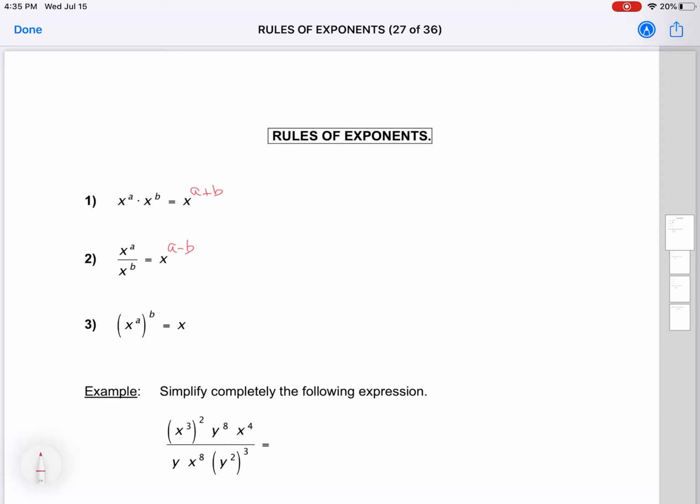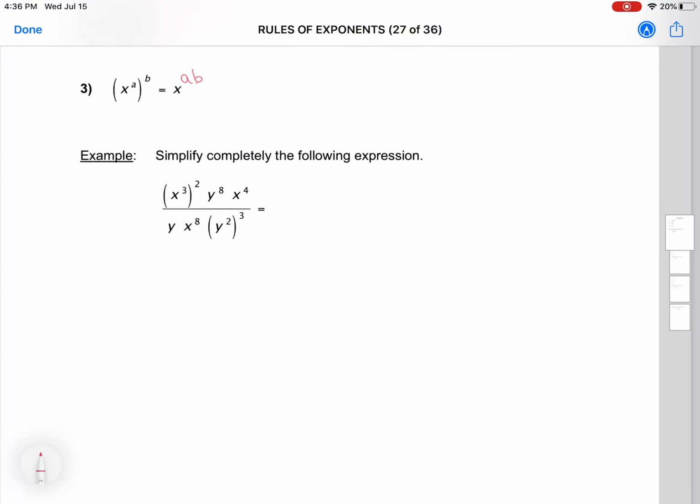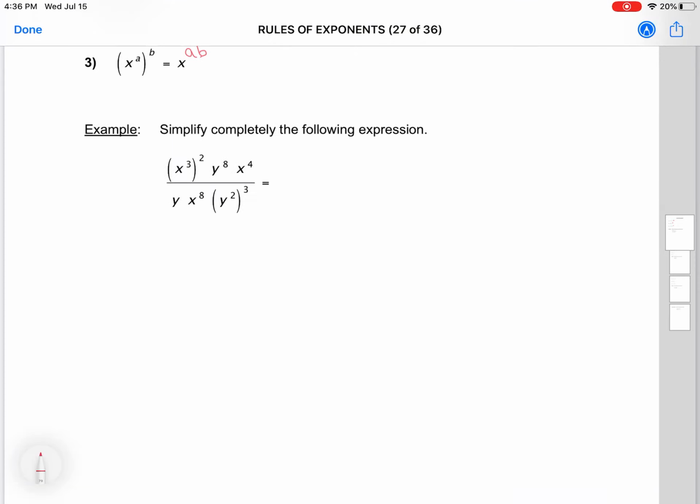And x to the a to the b, well, when the exponents are next to each other like this, we multiply them. Little example to illustrate, starting with the numerator, x to the 3 to the 2. What's the rule here? We've got to multiply the two exponents, so 3 times 2, x to the 6, y to the 8, x to the 4. And downstairs, y is the same thing as y to the 1, we know that. That's x to the 8. And here we go again with the same rule, y to the 2 to the power of 3 is y to the 2 times 3.